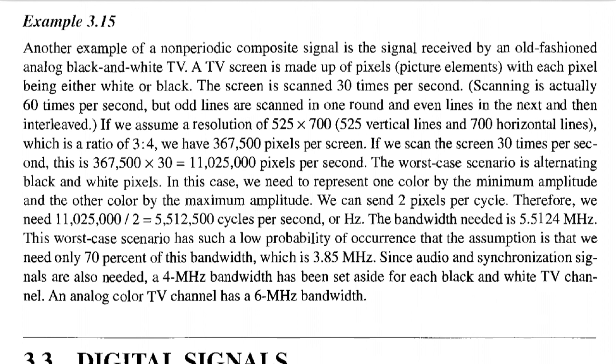The worst case scenario has such a low probability of occurrence that the assumption is that we need only 70% of the bandwidth, which is 3.85 MHz. Since radio and synchronization signals are also needed, a 4 MHz bandwidth has been set aside for each black and white TV channel. An analog color TV channel has a 6 MHz bandwidth.